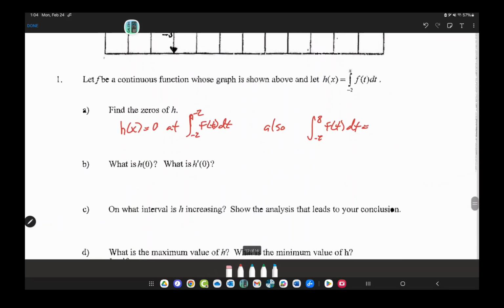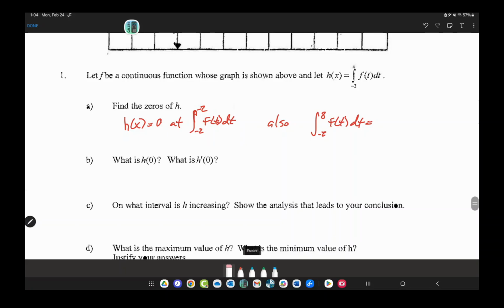So also, h is equal to 0 at t equals -2 and 8. What is h of 0? What's the area from -2 to 0? 6. What is h prime of 0?